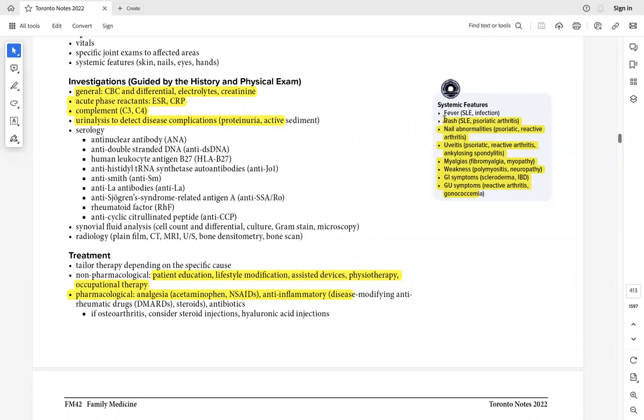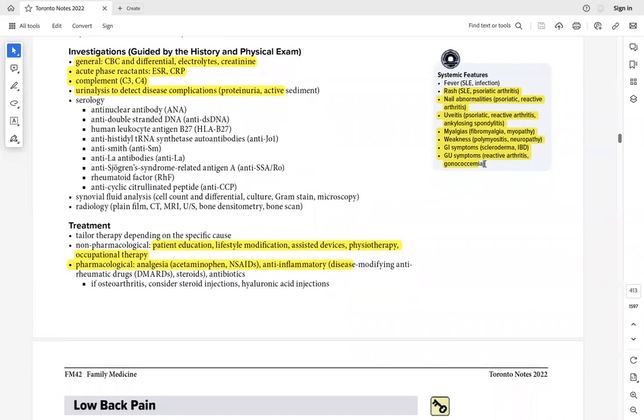Similarly, if they have any history of rash, same SLE, or any psoriasis, we will check accordingly. Any nail abnormalities are present in what? Reactive arthritis, psoriasis. Uveitis is associated with psoriatic arthritis, reactive arthritis, ankylosing spondylitis. Myalgias, fibromyalgia, myopathy. Fibromyalgia is a clinical diagnosis. No tests are done for it.